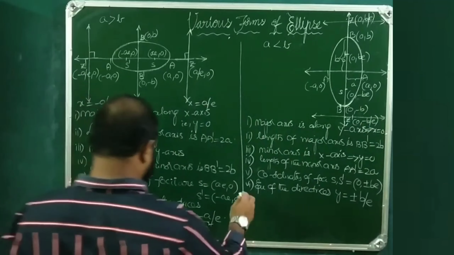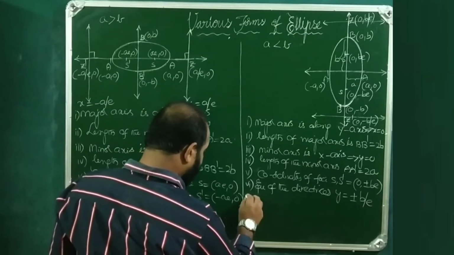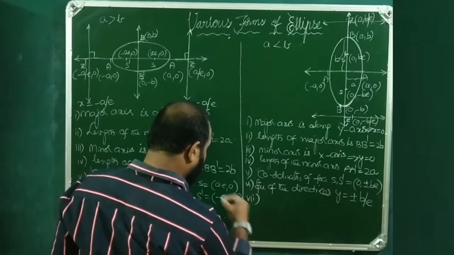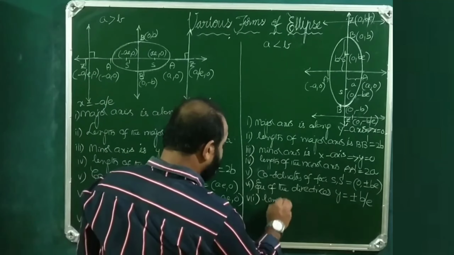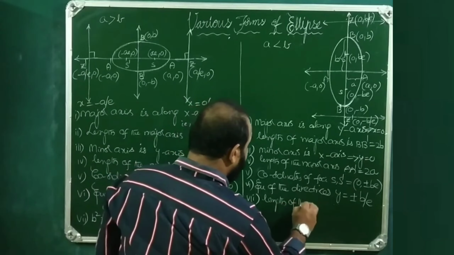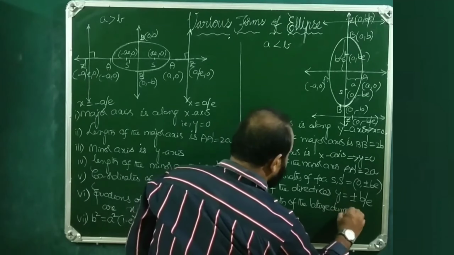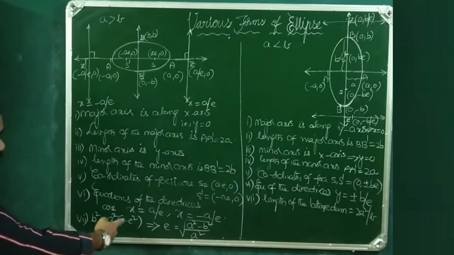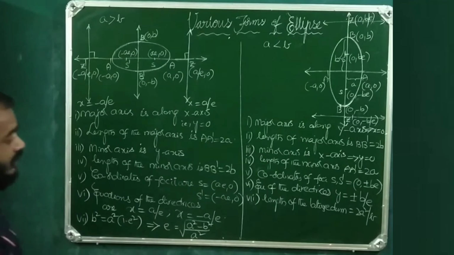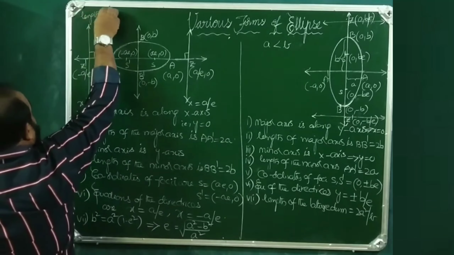Now what is the length of the latus rectum? Length of the latus rectum is equal to 2a square by b. While, we forgot to write here, what is the length of the latus rectum here? 2b square by a. Let us write here the length of the latus rectum.